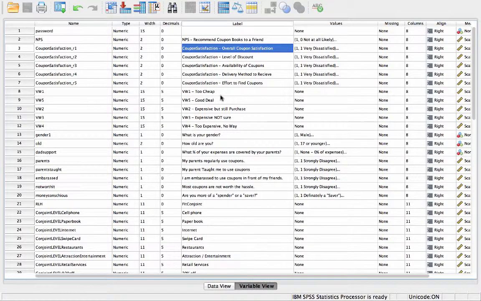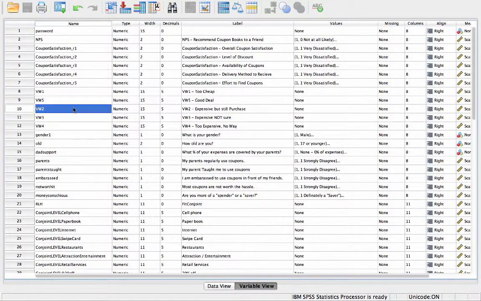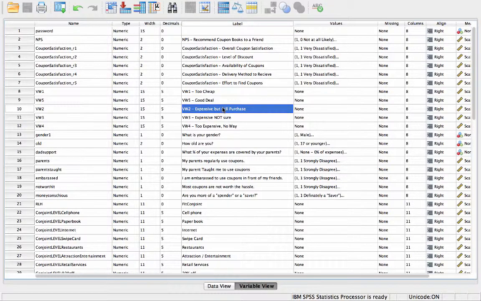You guys aren't familiar yet with Van Westendorp, but Van Westendorp is coming down the pike, and here are your 5 Van Westendorp questions. You see the labels are too cheap, good deal, expensive, and these mean nothing to you now because you haven't had the class, but starting next week you'll get this stuff. Then we have what I'll call demographic variables.